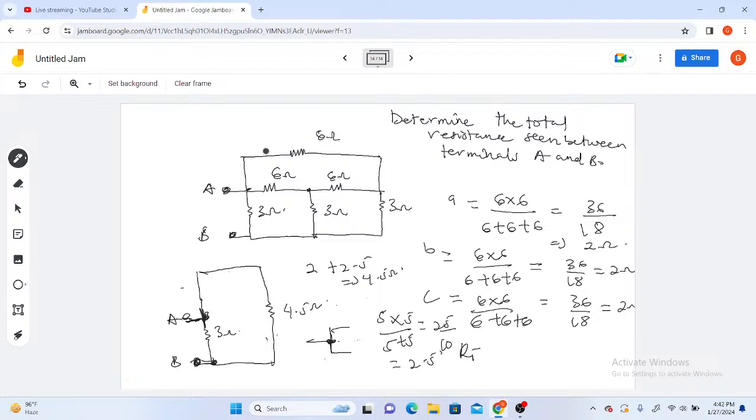Hence, our RT, total resistance, becomes 3 times 4.5 over 3 plus 4.5. You take your calculator, you punch this, and let's see. 3 times 4.5 over 3 plus 4.5. And that is giving us a value. Confused.